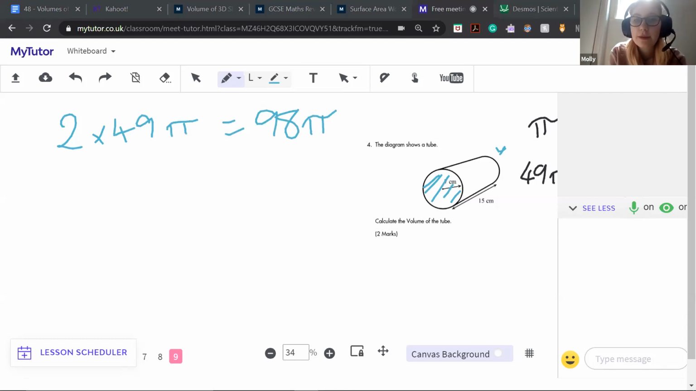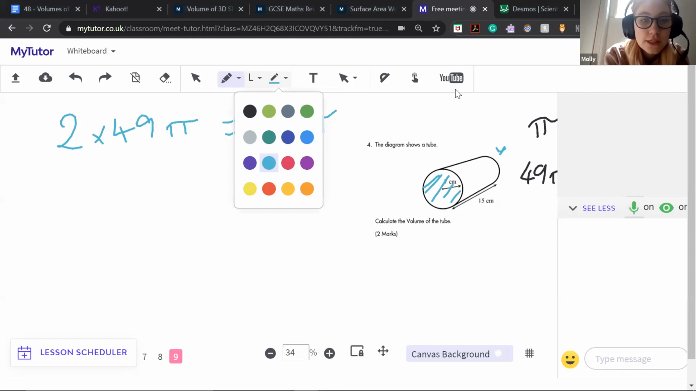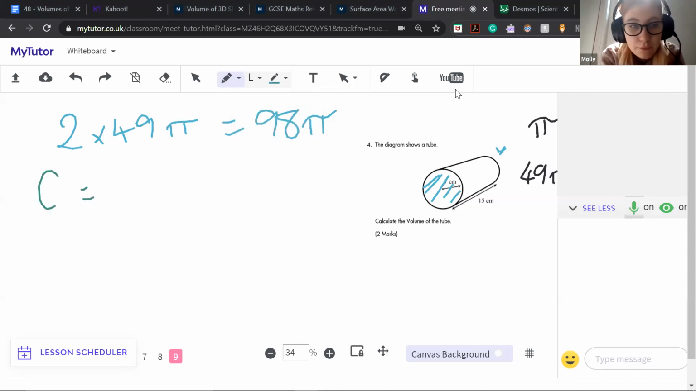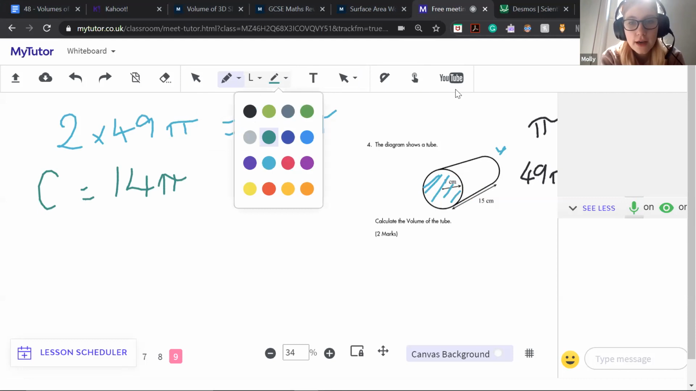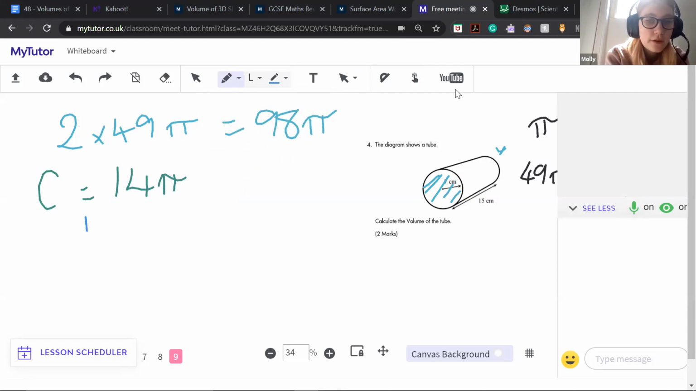And then we've got to think about this bit that curves round, the bit that I would call the label of it. So remember, we want to find the circumference and times it by that length. So the circumference is going to be pi d, or 14 pi. Because the radius is 7, so the diameter is 14. Hopefully that makes sense. So then the actual surface area of that bit is going to be 15 times 14 pi, which is 210 pi.